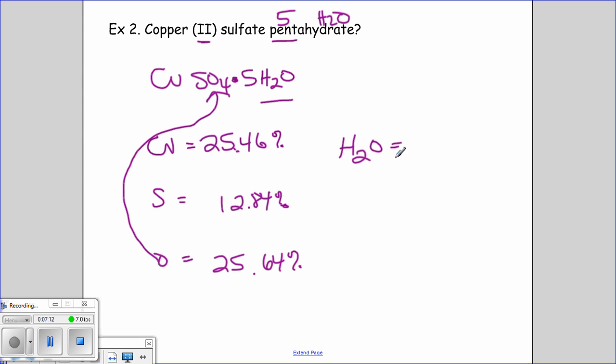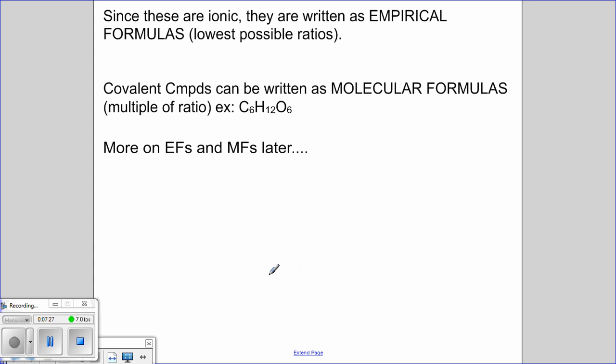So when you do water, 5 of them, so 5 times 18 is 90 grams. That's going to be 36.06%. Okay, so you can check yourself, try that out, and make sure you can do percent composition.